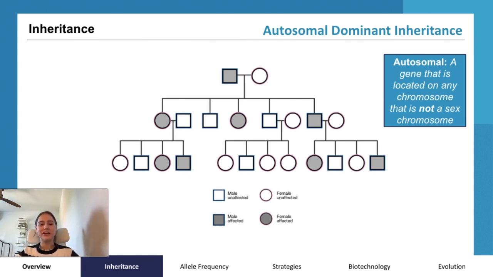The only scenario where an individual does not develop Huntington's disease is if both alleles are normal, which is a recessive condition.